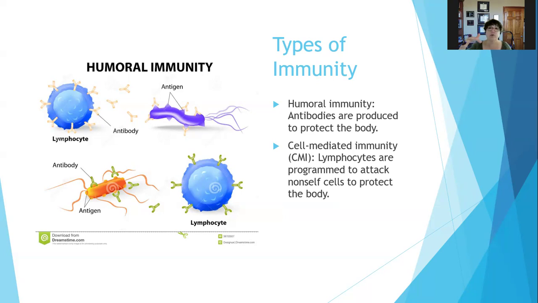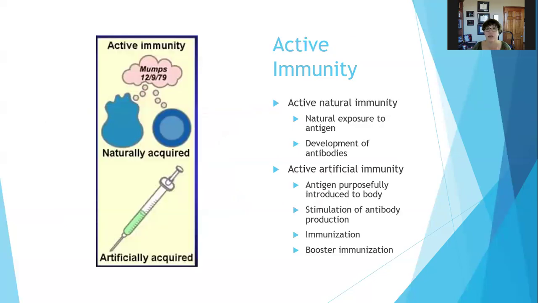So besides humoral immunity and cell-mediated immunity, we have natural and artificial immunity. So natural immunity, and then we have active and passive of each one. So active is where your body's going to develop antibodies. Any kind of active immune response, your body's going to develop antibodies. So active natural immunity is natural exposure to an antigen and your body develops antibodies. So we'll use the chicken pox as an example for both.